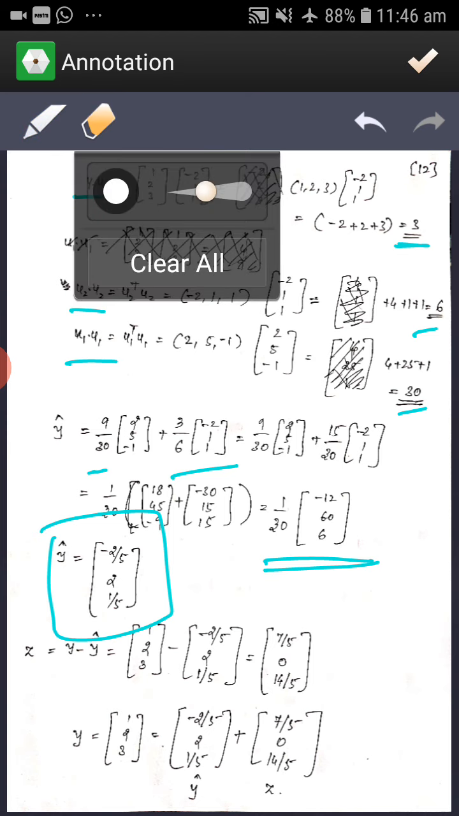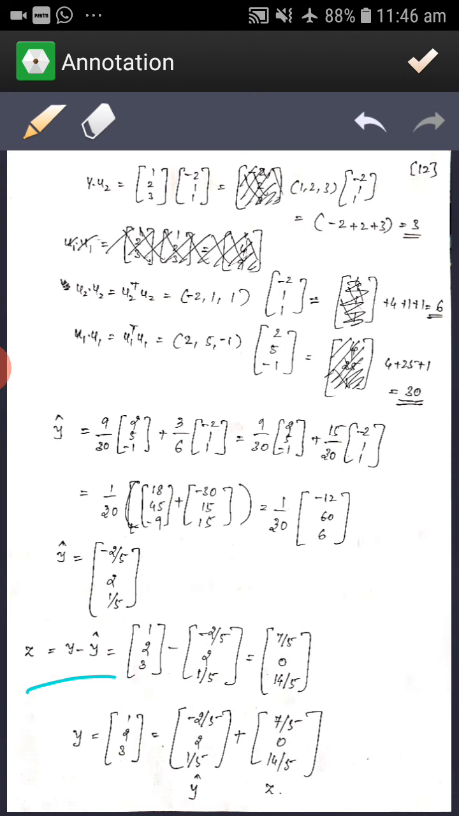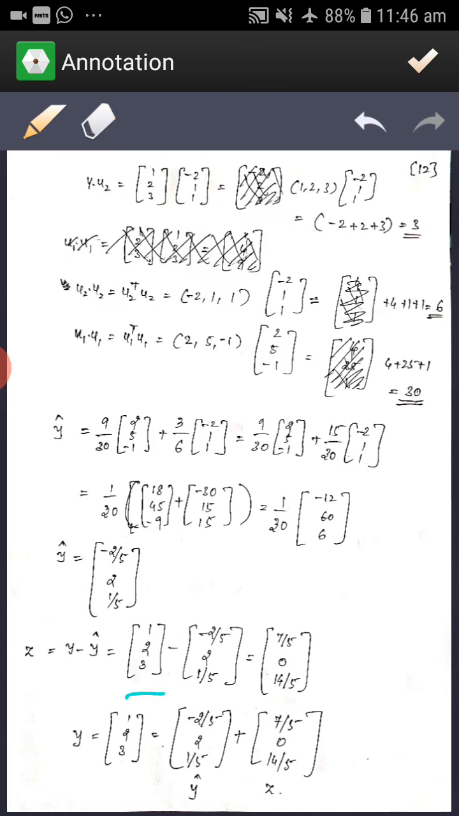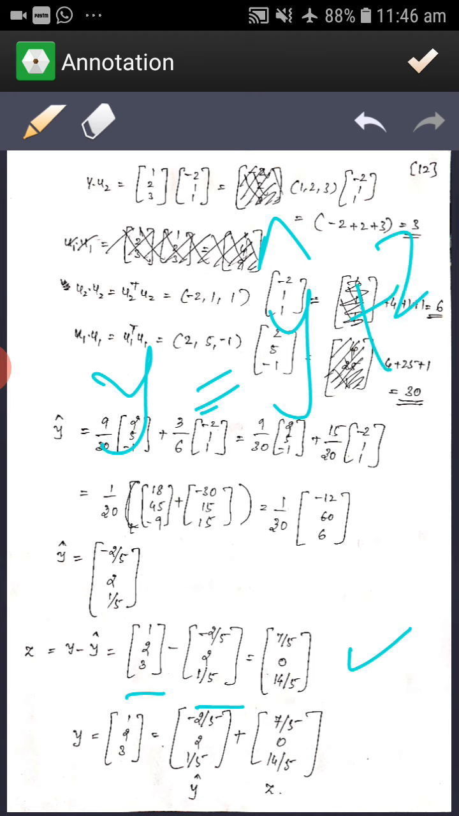Then what is z? We know that z is equal to y minus y cap. We know y, and y cap we have calculated, so z is this one. Then what are the two components here? y is equal to y cap plus z. Now y is 1 2 3, so we need to verify whether both are the same. We have calculated y cap and z, so if you add them together, we will get y.